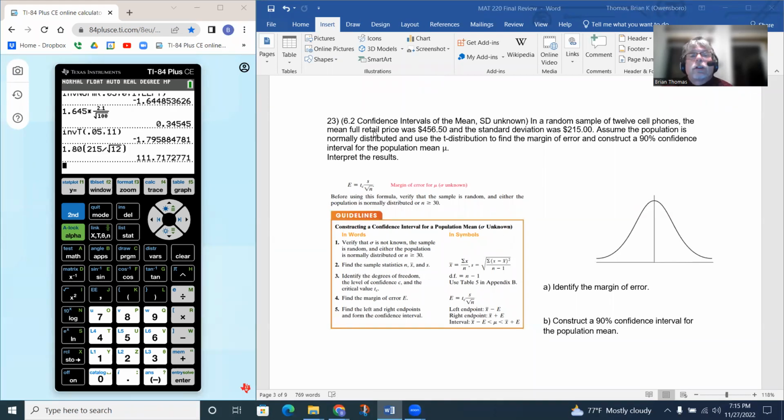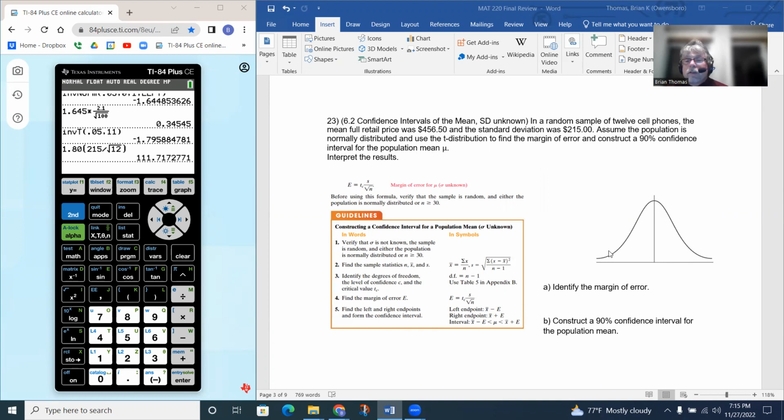So question 23, we do the confidence intervals of the mean, but this time the standard deviation is unknown. Remember, if the standard deviation is unknown, this is when we use what we call t-scores. So we have that to keep in mind. In a random sample of 12 cell phones, the mean full retail price is $456.50. The standard deviation was $215. Assume the population is normally distributed. Use the t-distribution to find the margin of error and construct a 90% confidence interval for the population mean.